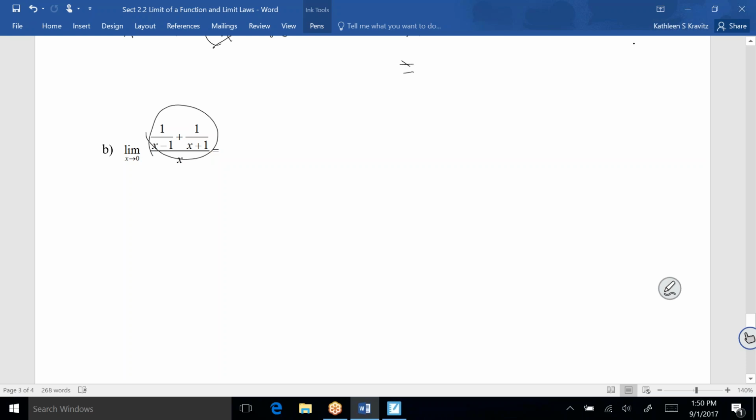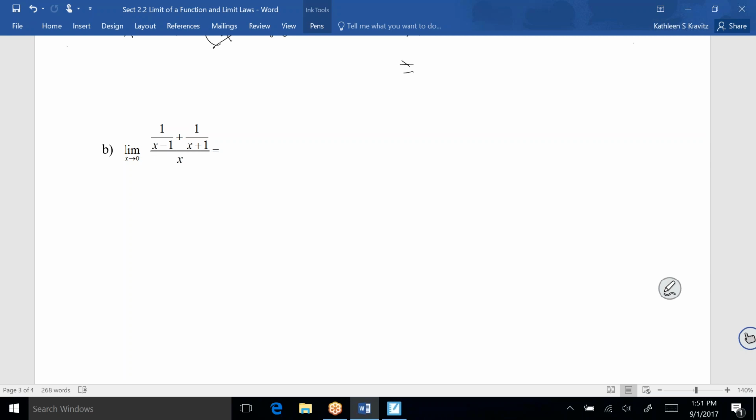All right, then let's take a look at the next one. And I said there's two different ways that you could do this one. You could do the addition, like I said: get a common denominator in the numerator for each one of those terms, add those fractions, and then divide that complex fraction.